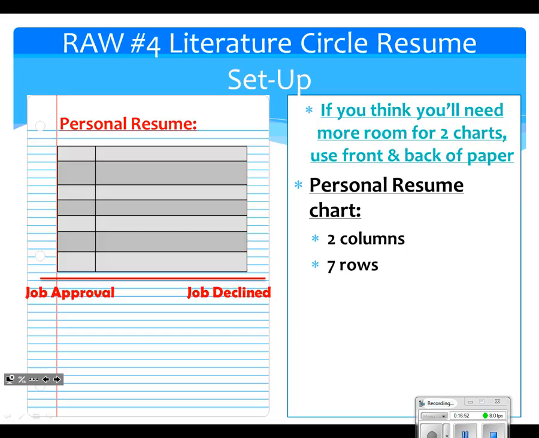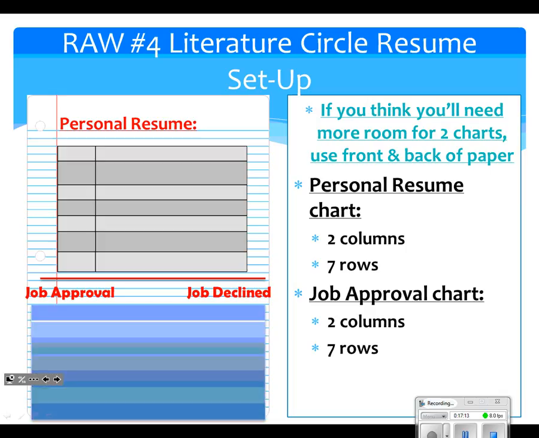Now, the second chart is going to have 2 zones. One's going to be labeled Job Approval. One's going to be labeled Job Decline. This Job Approval chart is the same size, 2 columns, 7 rows. But unlike the Personal Resume chart, we're going to divide it exactly in half. I'm going to give you a minute to just get these situated. Do not worry if you don't get it 100% ready to go, because each chart's going to pop up on a separate slide, and I'll walk you through it.